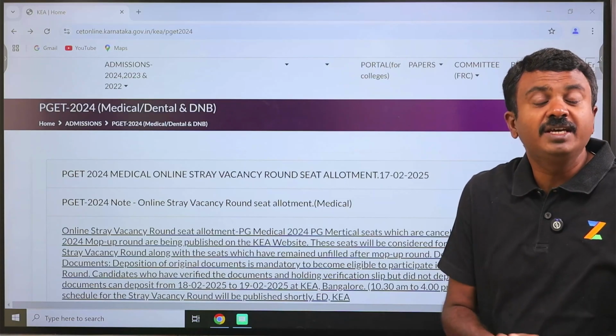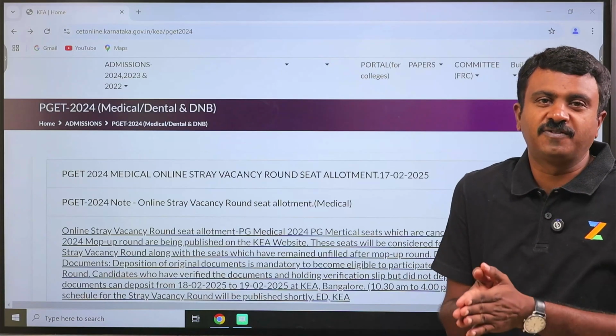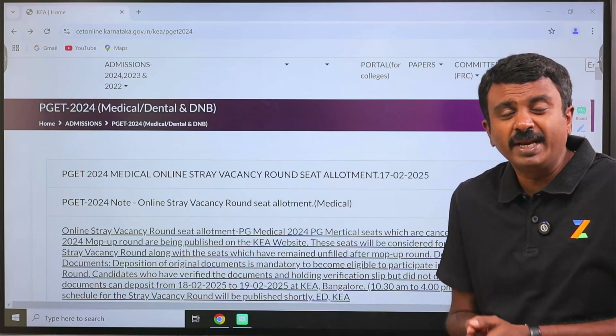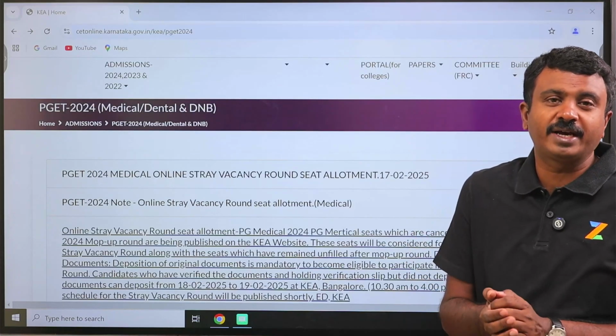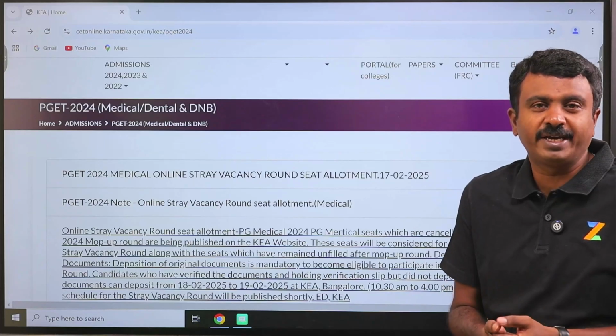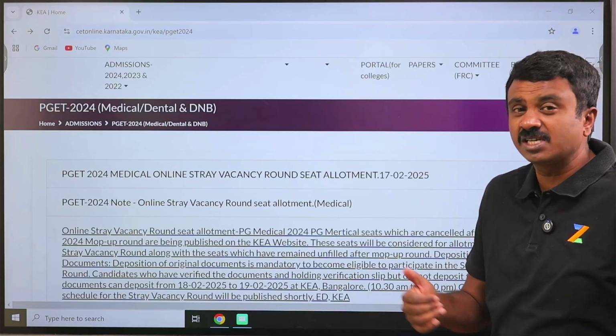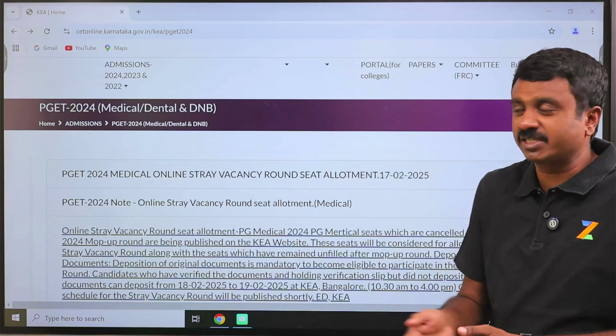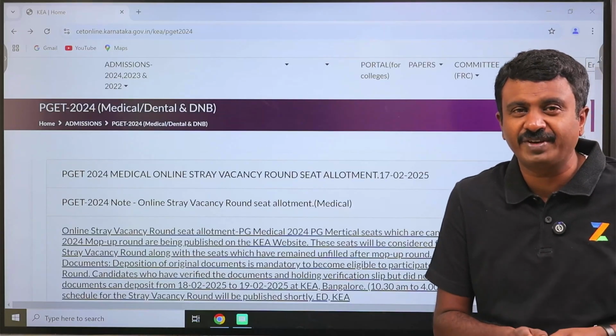Hi everyone, we are getting into the stray rounds of states. Many of the states have not allowed candidates to register fresh for the stray round, but there are some states which are opening up registrations or which have opened up registrations. Karnataka has opened up registration for the stray round. We'll look at the Karnataka stray round notification now.